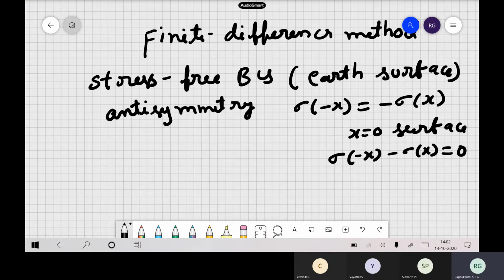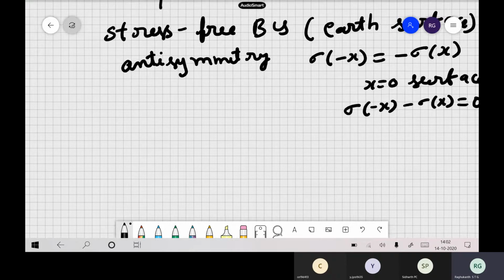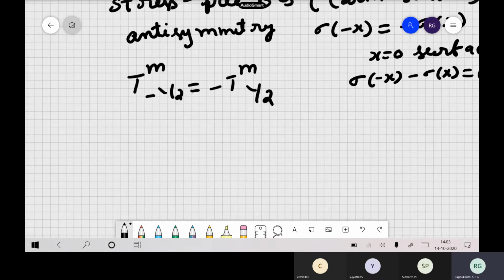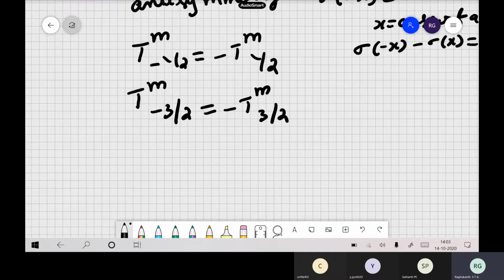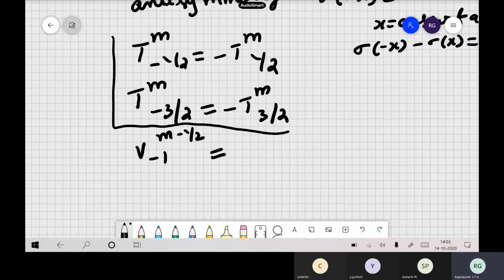For this, in the last class we have written the equations in finite difference format, and we have got some expressions, something like we derived already. Minus half is equal to minus tm half. In the finite difference you will have these types of expressions. Then you have the 3 by 2 traction, which is also minus tm 3 by 2. This is for the stresses. All the stress components are antisymmetric.